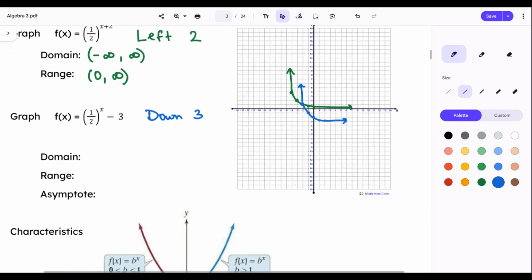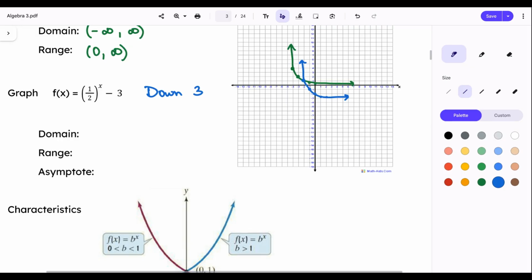Okay. What's my domain for the blue line? Good, still negative to positive infinity. How about my range? What is changing here? Yeah, we don't seem to go below negative 3 this time. So negative 3 is my new restriction. That's my new asymptote. So I'm going to go ahead and say y equals negative 3 is that new boundary line. All right, very good.